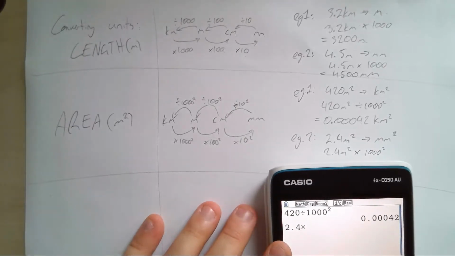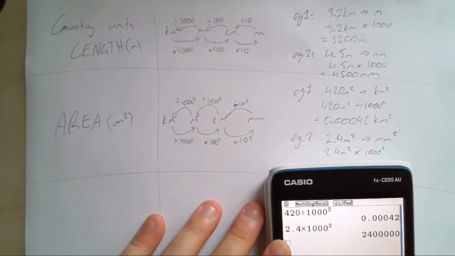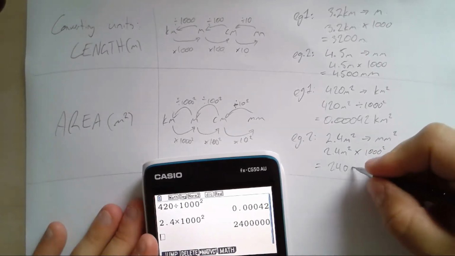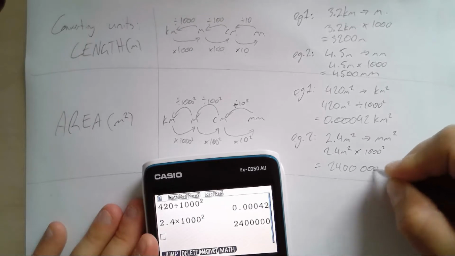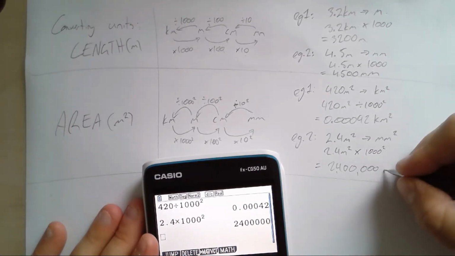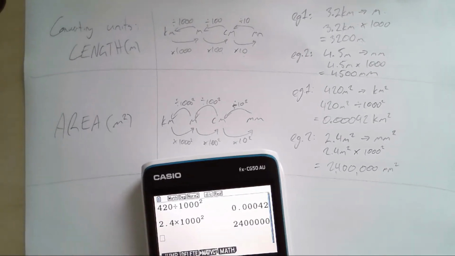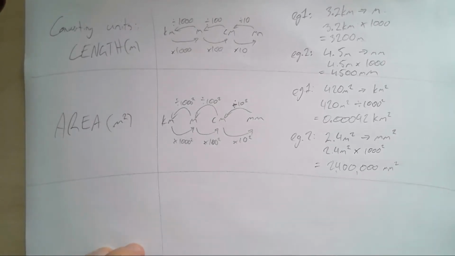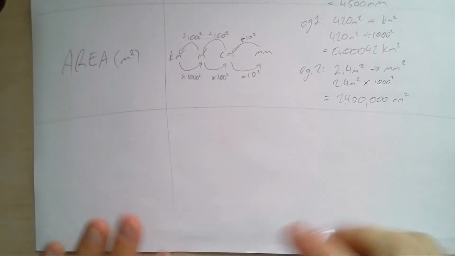2.4 times, what was it, 1000 squared, and I get 2,400,000, so if we group it, that's 2.4 million square millimeters. Okay, or 2,400,000 square millimeters there. So that's converting area. Last one.